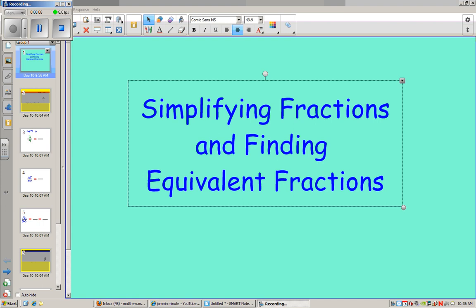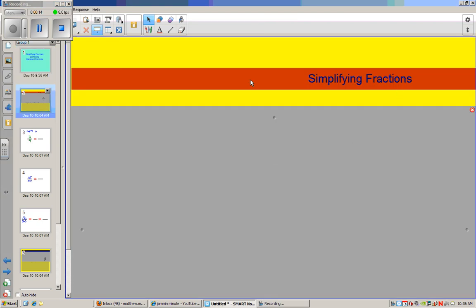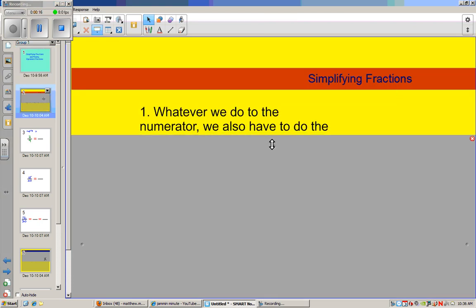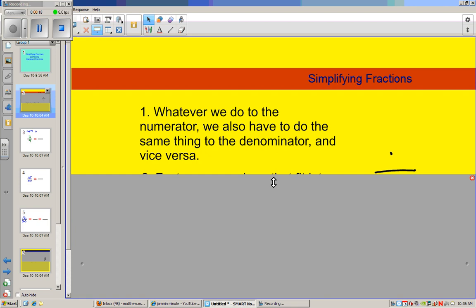Today we're going to talk about simplifying fractions and then also finding equivalent fractions. So we're going to get right to it. You'll notice for simplifying fractions, there's just a few rules to think about. One is whatever you do to the numerator, you also have to do to the denominator and vice versa, meaning if we did it to the denominator, we also have to do it to the numerator. So if we're dividing by 2 to the top number, we also have to do that to the bottom number.